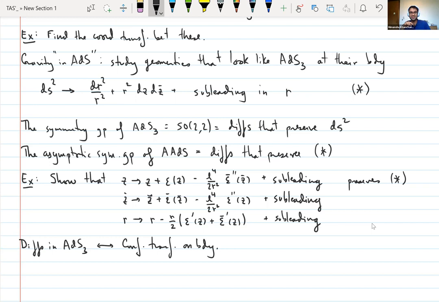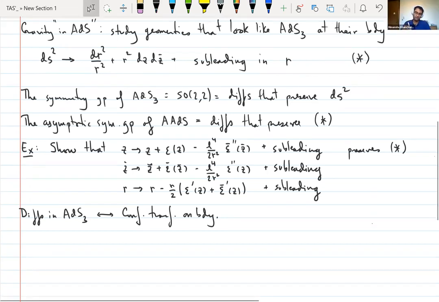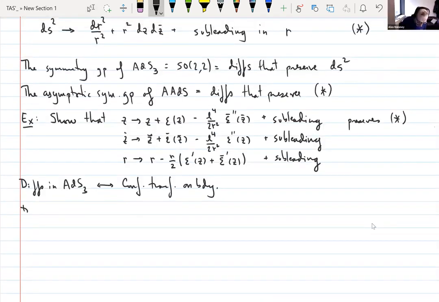I see. Also, is this the only transformation that preserves the asymptotic structure? Absolutely not. And that's the next thing I was going to say. Because you could always take a diffeomorphism that acts in some non-trivial way in the interior, but does nothing out at the boundary. Okay? So how would you describe that? That would be a diffeomorphism with epsilon equal to 0. So if epsilon and epsilon bar are equal to 0, then all of the leading terms that I've written here are 0, and only the subleading terms are non-zero.